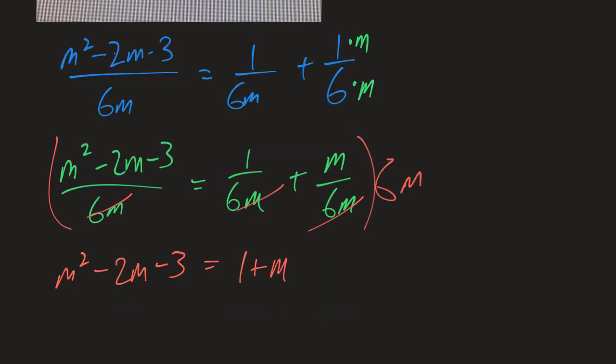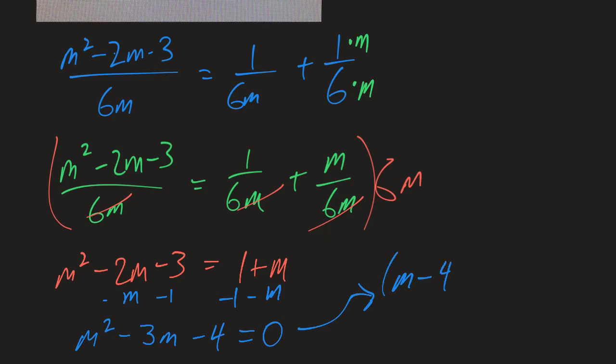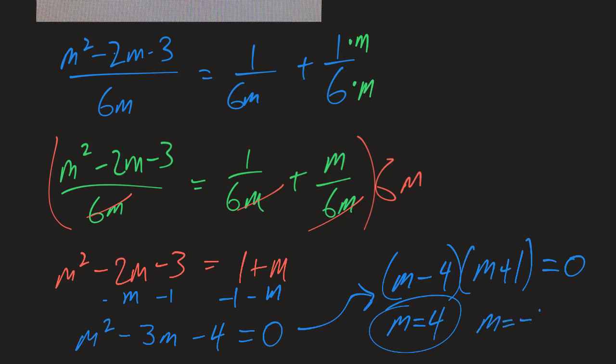So you can see I went ahead and canceled everything out, and then we got a quadratic, so let's get everything to one side. Minus m minus 1, minus m minus 1, m squared minus 3m minus 4 equals 0. We can again just factor this or use quadratic formula, however you want to do it. But I'll factor, and we're going to get m minus 4 and m plus 1. And this is actually going to give me two different solutions. We're going to get m equals 4 and m equals -1.